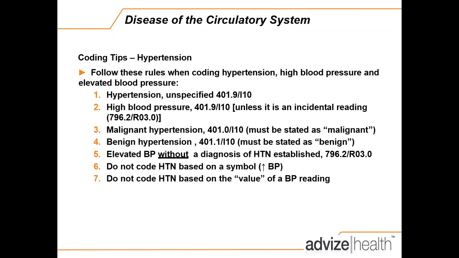Same thing with your benign hypertension, make sure it's stated. Elevated blood pressure without a diagnosis of hypertension, so again, it's going to revert back to your reading of R03.0. Do not code a hypertension based on a symptom. We mentioned that earlier with cholesterol. It follows the same rule with the blood pressure. And we do not code a hypertension on the value of a blood pressure reading. And so this is specific to HCC, okay? I want everybody to understand that the material, and I'll say it again, is specific to the HCC coding world.